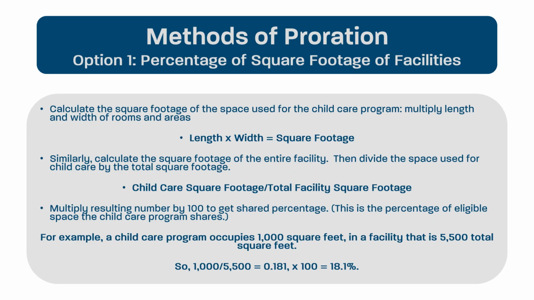The first method of proration we will discuss is percentage of total square footage of facilities. Take the number of square feet of the space used for your childcare program and divide it by the total square footage of your entire facility. To calculate square footage, you will need to measure the length and width of your space. Fix a tape measure to one end of the longest wall in your space and extend it to the other end. Record this measurement in feet, not inches.